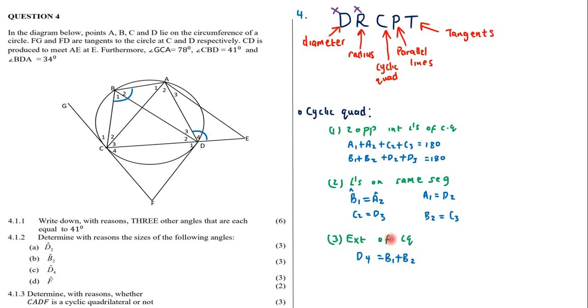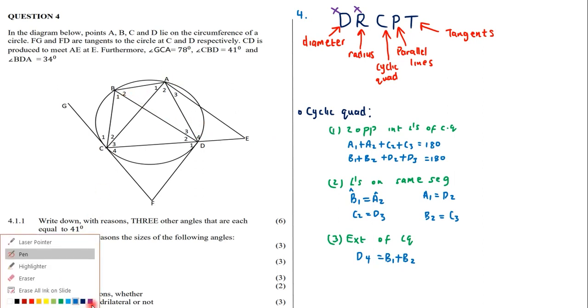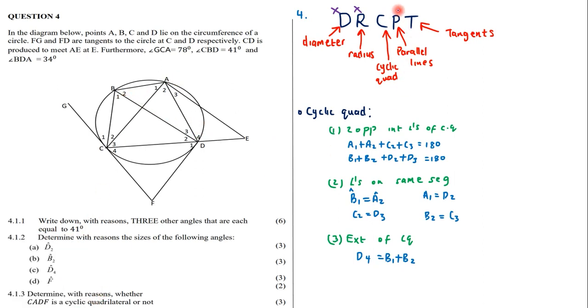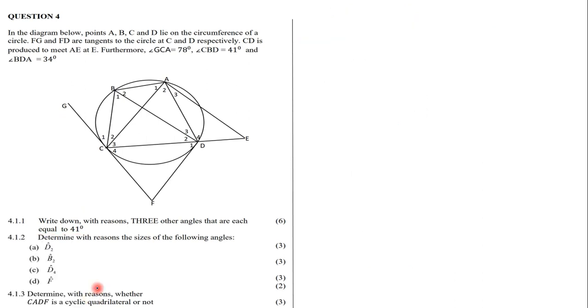Now these are the angles that we found for the cyclic quad, and so now we're going to move on to the next part, which is the parallel lines. Now we don't have any parallel lines here, but lastly we do have what? We do have a tangent. So we were told that FG and FD are tangents, right? So let's go ahead and talk about that one.